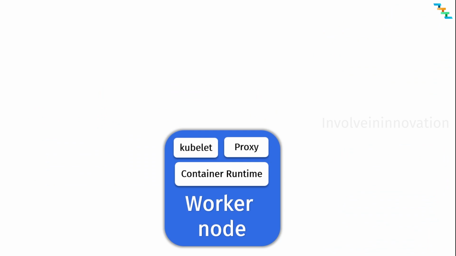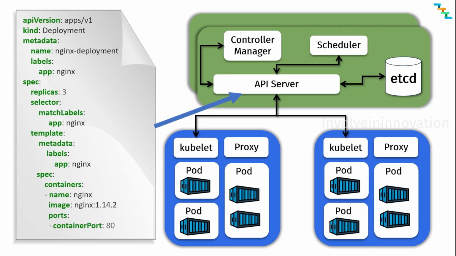Worker node is a fundamental component responsible for running the application workloads. These workloads are encapsulated within pods, which are the smallest deployable units in Kubernetes. Each worker node is a machine, either a physical server or a virtual machine. Each worker node has components such as Kubelet, kube-proxy, and container runtime. Now we will see each of these components in detail.